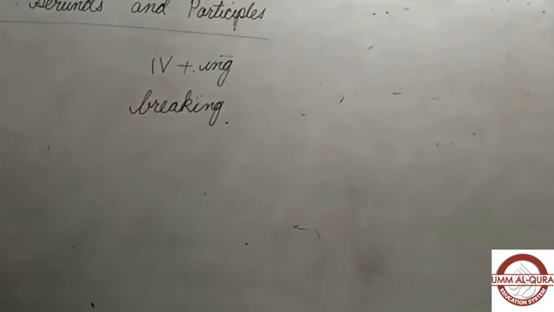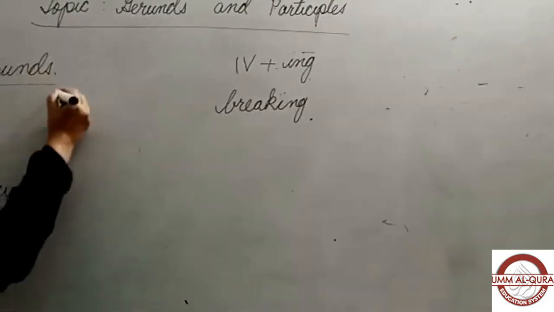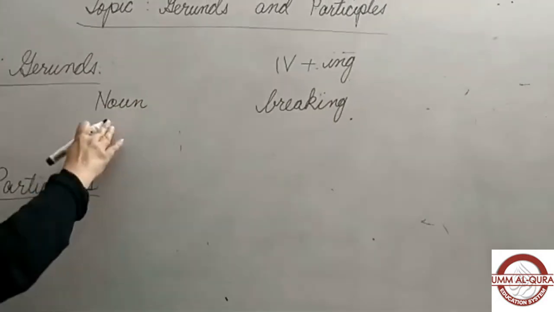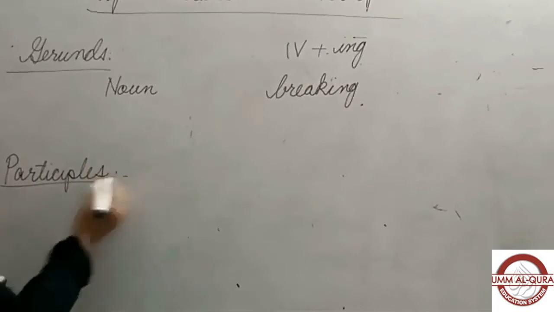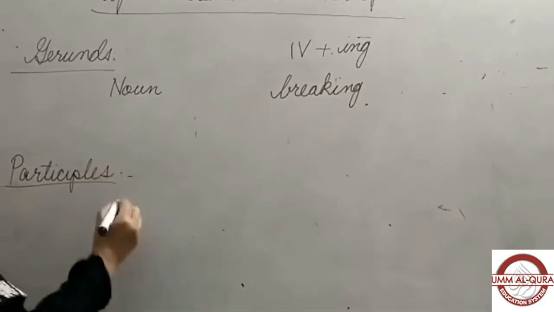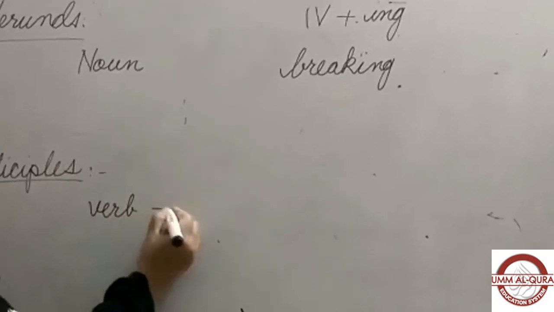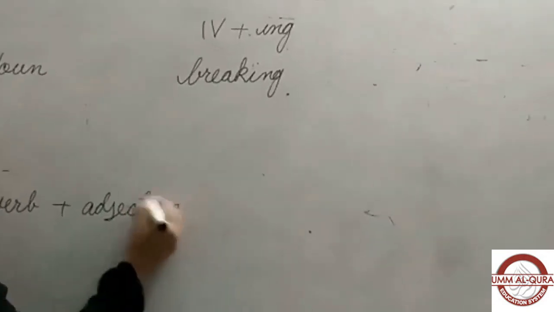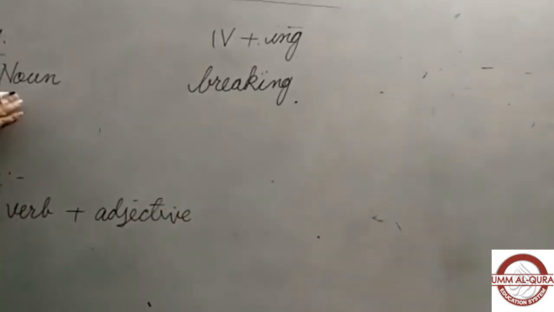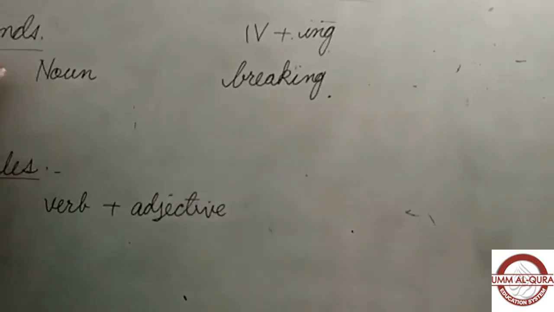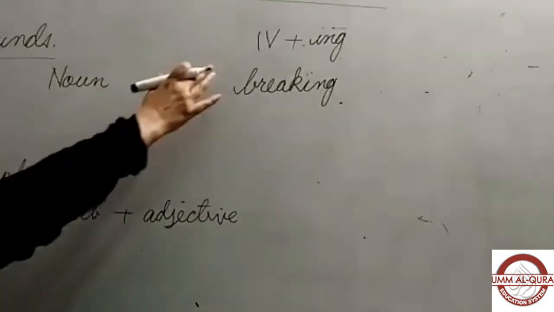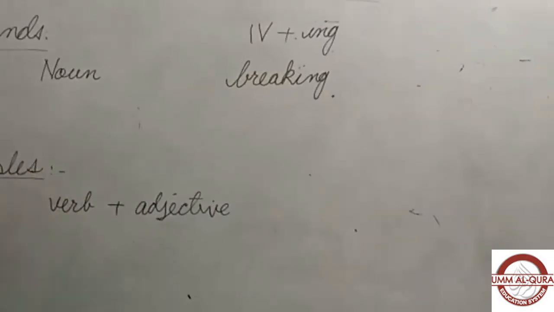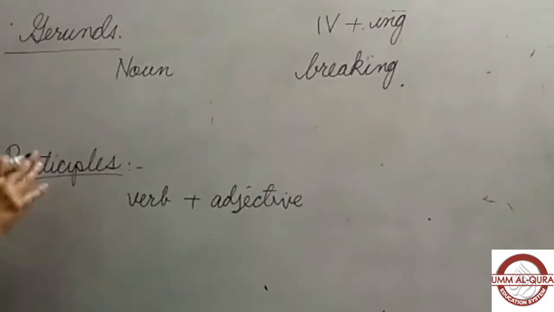Let me explain the definition of a gerund. Gerunds act as a noun in the sentence, and participles perform two functions. They act as a verb, plus they act as an adjective. If they act as a noun, we will say these are gerunds. But if the first form of the verb with -ing acts as a verb or as an adjective, we will say it is a participle.